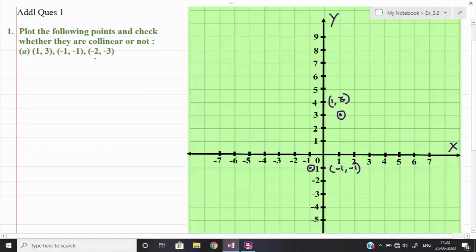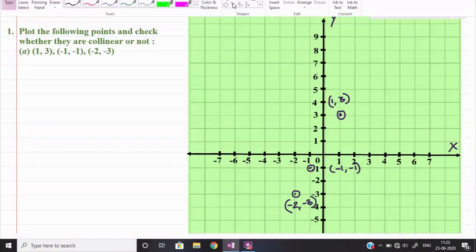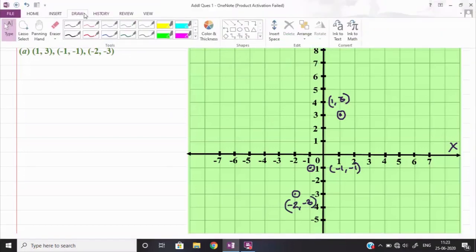Last point, (-2, -3). So x equals -2, and from -2 I will go down, and here I will mark the point. This is my third point, (-2, -3). Now let us see how we can draw a line between them. Is it possible? Are they coming collinear or not? Okay, so let me draw the line between them.